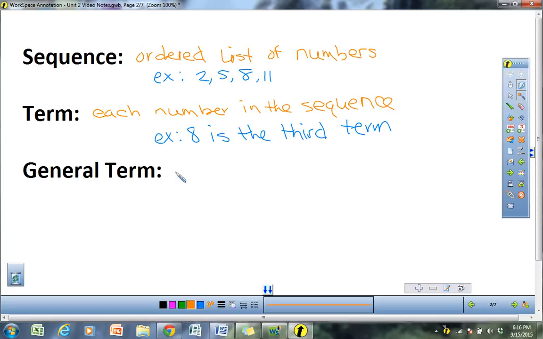General term, we're going to call that the nth term, and we're going to denote it as U sub n. So that is U sub n. It's going to be our notation for the general term. So we might have to find the general term of that sequence.